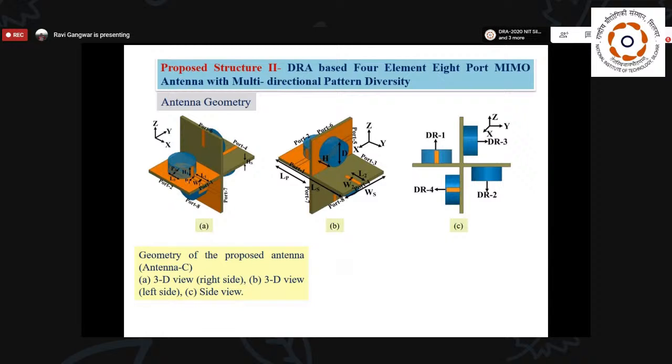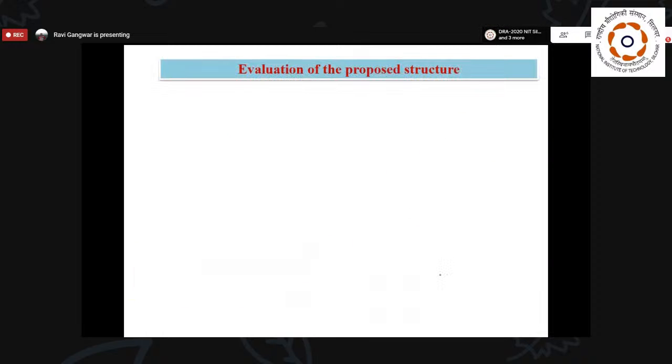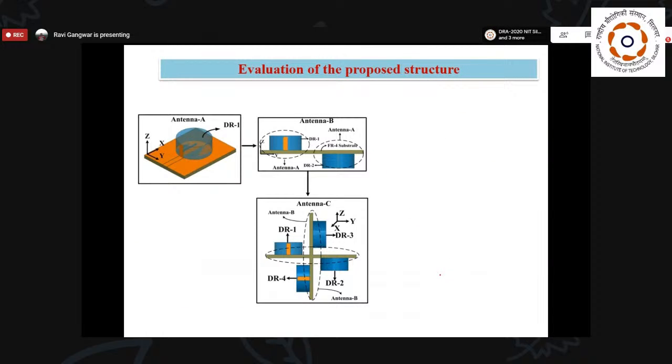So here we can say that I have used 4 antenna elements, a 4 DR structure, and each DR is going to be excited by 2 different ports. That means here I am going to have 8 ports and 4 elements. So how do we design this structure? What is the evolution process?